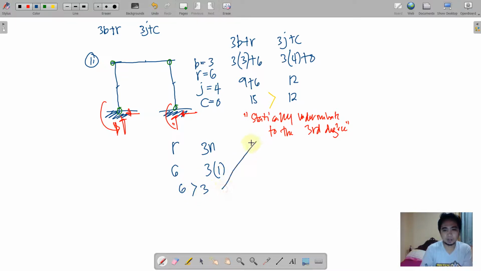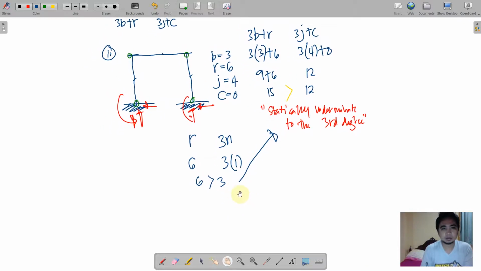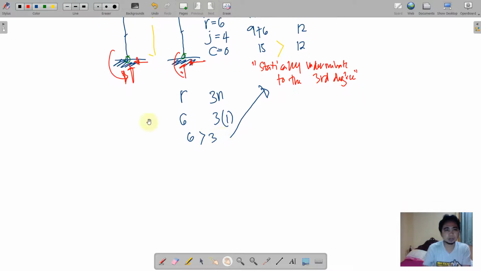So again, we will go back to this judgment. Okay? So if you also want to do an alternative solution wherein you divide this frame into two parts, of course, you also cut the members where the cut section passes through.